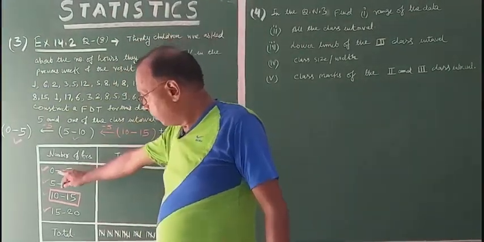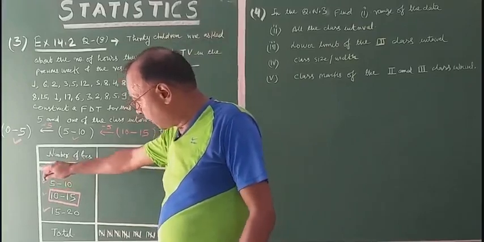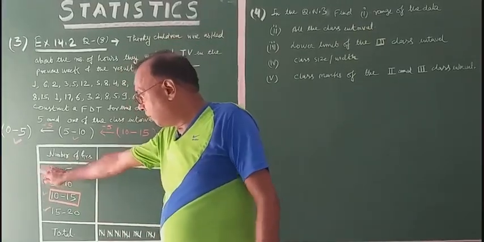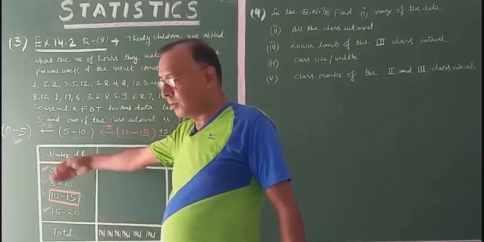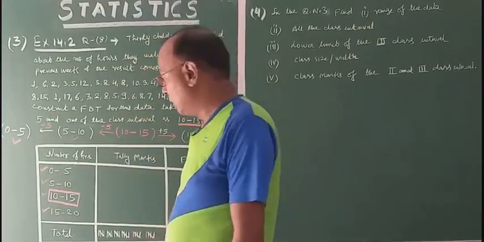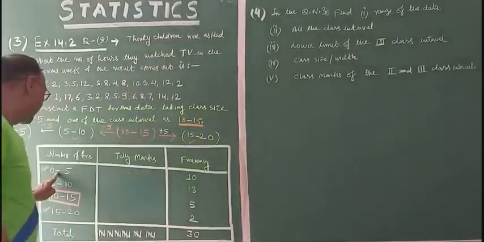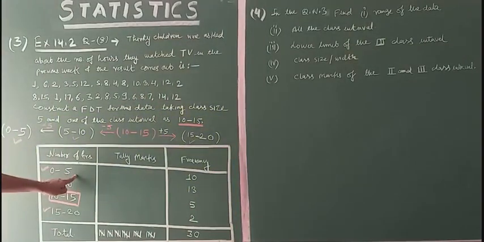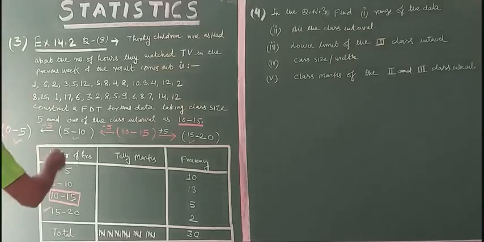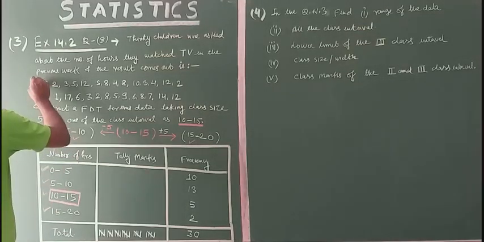What we have to do in this class interval? 0 we have to include but 5 not. Okay, इसमें 0 को include कर देना है और 5 को exclude. So just look here, now count 0 to 5. This is, 0 is not here.